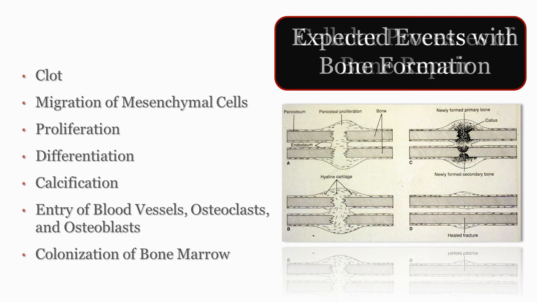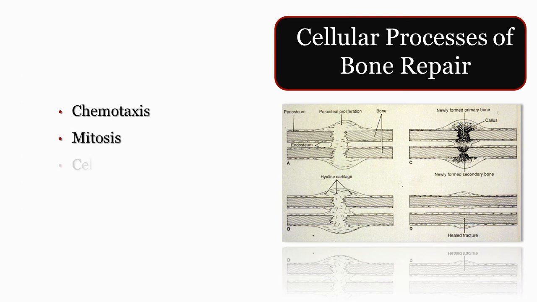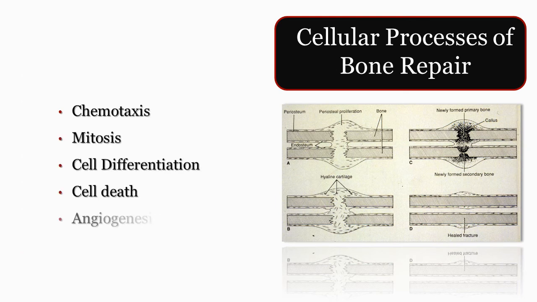Bone development and repair involve several cellular tissue processes. Chemotaxis draws cells to the site. Mitosis is the means by which cells proliferate. Cell differentiation is the means by which you produce extracellular matrix of cartilage and bone. When the cells calcify, there's cell death, and then angiogenesis brings in blood vessels and precursor cells to remodel bone.